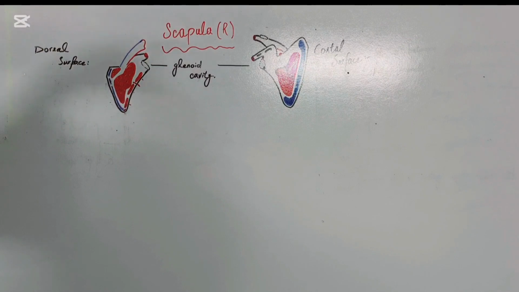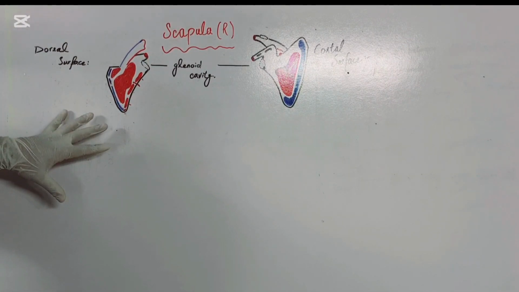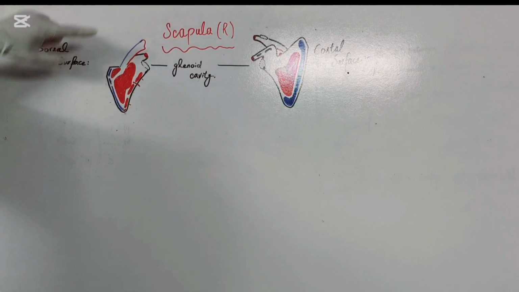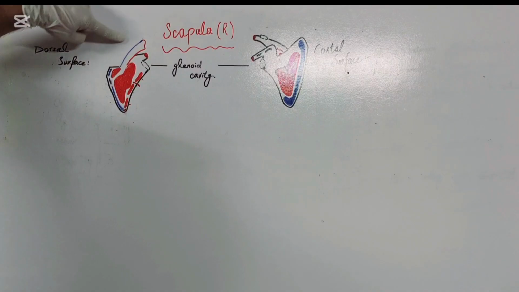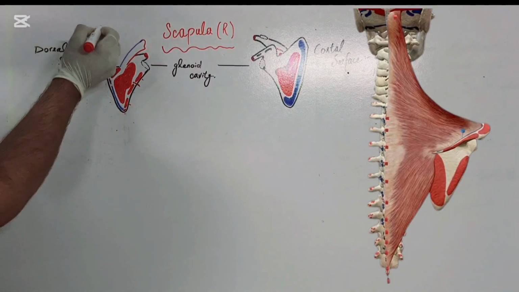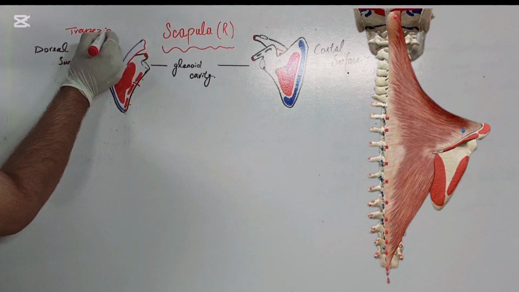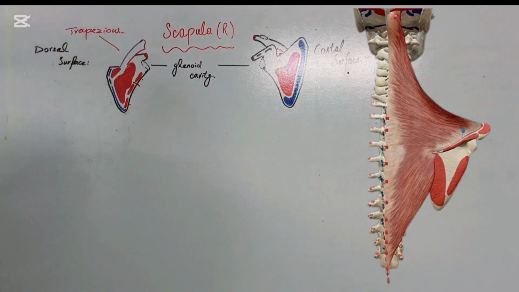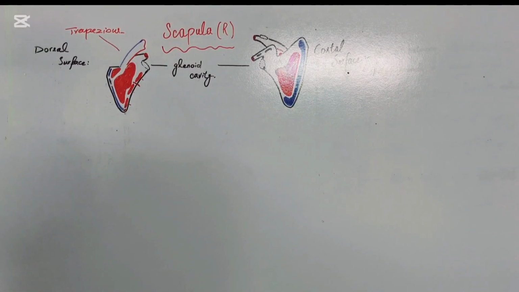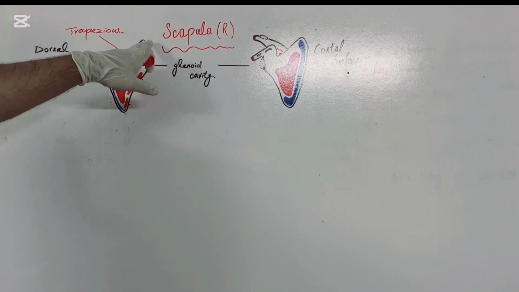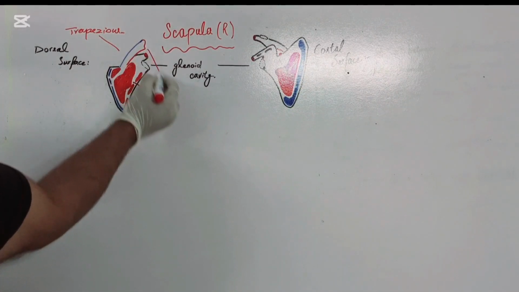First, I am going to tell you the originating muscles and inserting muscles of the scapula. Here we have the dorsal surface, where to the crest of the spine of the scapula, the muscle attached is named trapezius, which is inserted into the crest of the spine of scapula. And the other one that attaches to the crest of the scapula is deltoid.